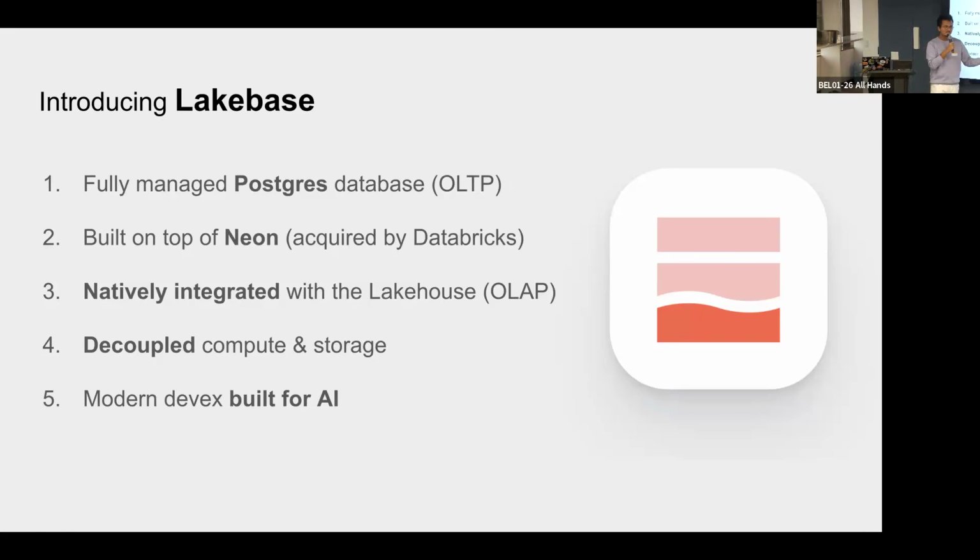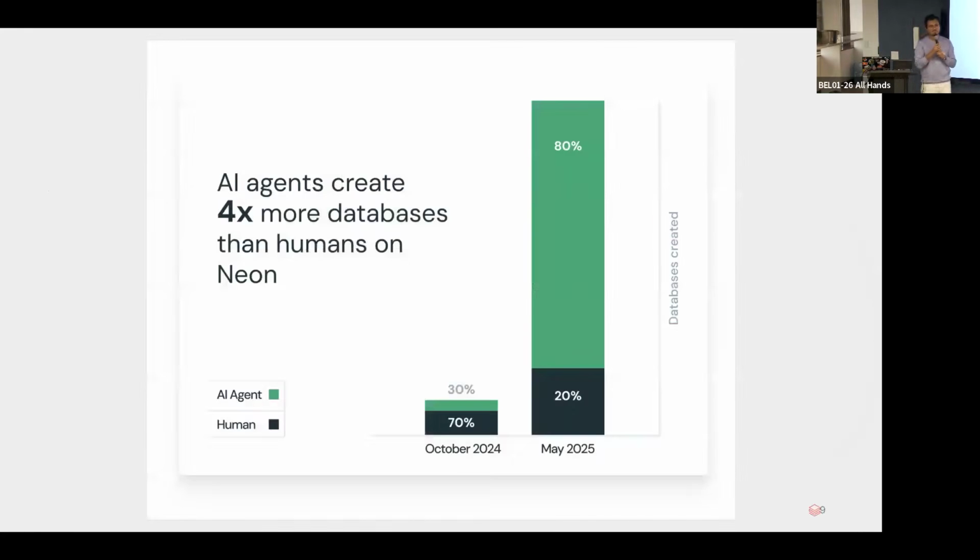And I think the last one is probably one of the most important things: modern developer experience for AI. A lot of people talk about AI, and we have some numbers as well. The company that Databricks acquired reported a very interesting number. From October 2024 to May 2025, when the whole AI agents wave really kicked off, what we saw was the AI agents were creating 4 times more databases than humans. And this was being done on Neon.